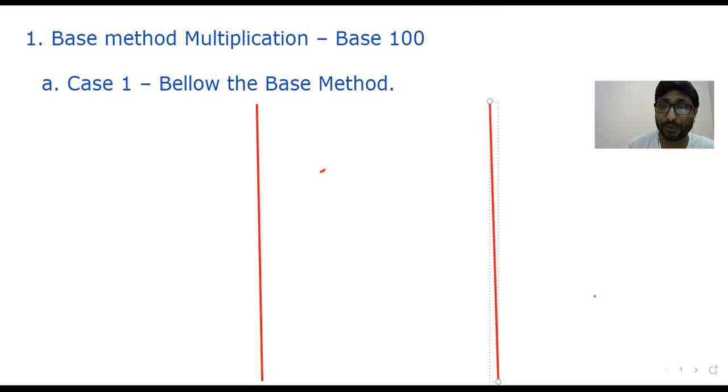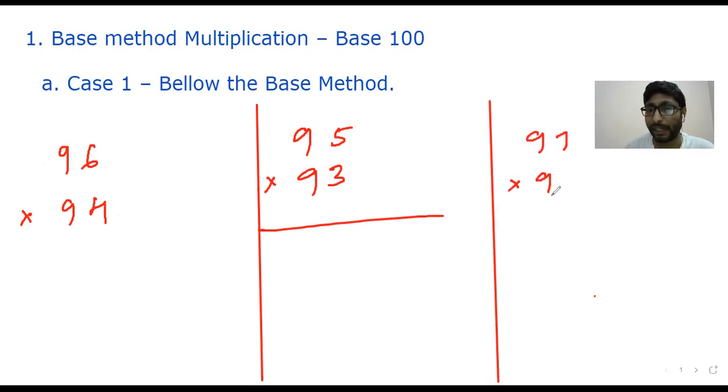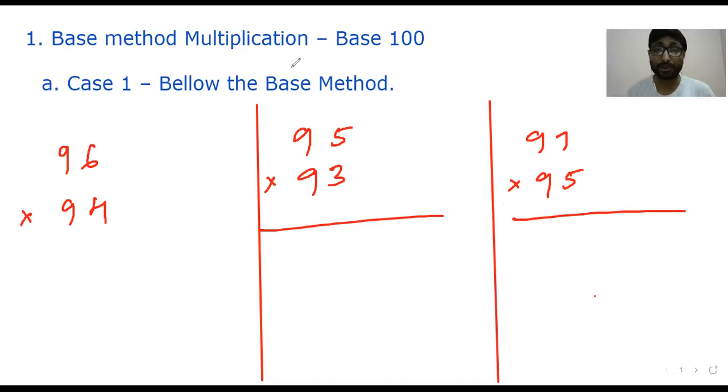So let's go for case 1, below the base method. Somebody asks you 96 multiplied by 94, or 95 multiplied by 93, or else 97 multiplied by 95. How much time can we take to solve this? This method we already used before, but using the base method, we will simplify it much more easily. How to solve it?